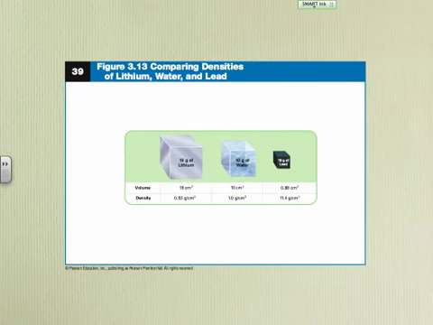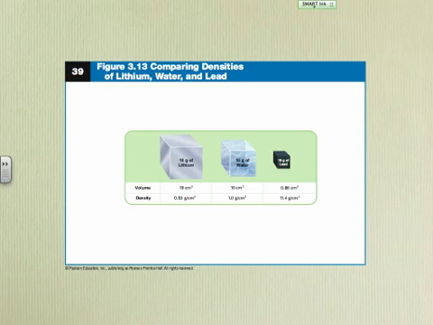And let's take a look at some different things, all of which are 10 grams. So if we have 10 grams of lithium, you've got this nice square. You've got 10 grams of water, it looks like a little bit smaller. And you've got 10 grams of lead, which is a lot smaller. And so you have the same mass of all of those, but you have different volumes for each one. And density is the relationship between mass and volume.